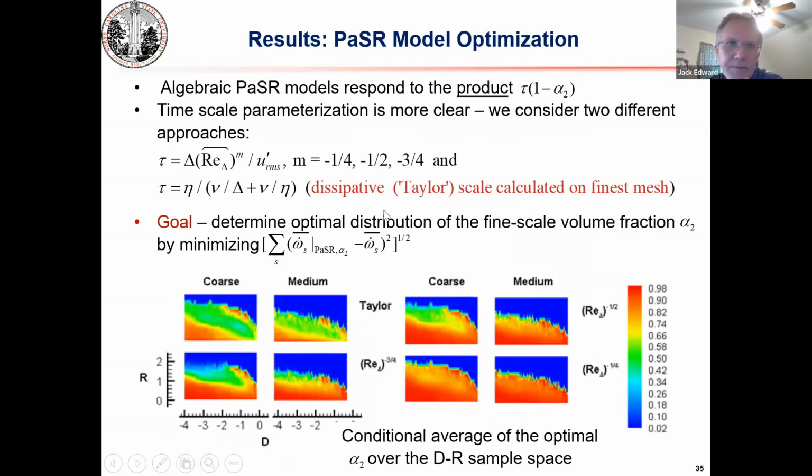So how can you optimize them? This is kind of the last couple of slides. What we know for algebraic PASR is that it's not really these terms independently that matter. It's the product. So you can look at trying to optimize this product to get better answers. Now the time scale is a little bit more clear.